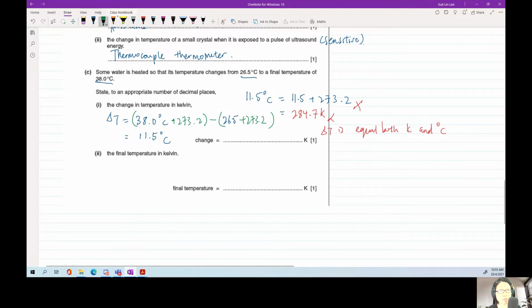You plus 273.2, minus 273.2, they go away. So they are the same thing. This can be 11.5 Kelvin. Okay, so this is just a note for you in case you don't know this. Change in temperature is equal for both Kelvin and degrees Celsius.